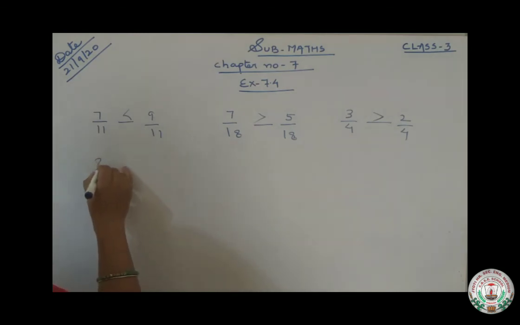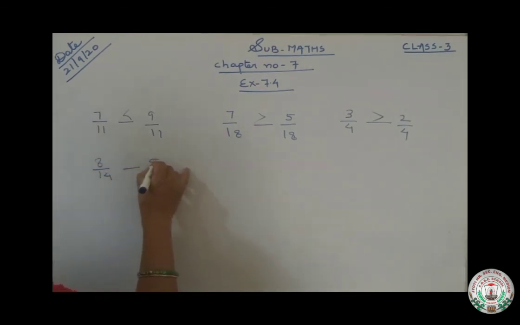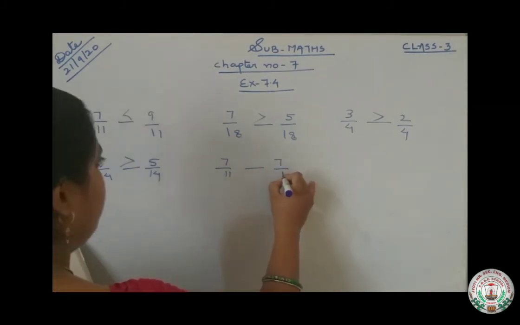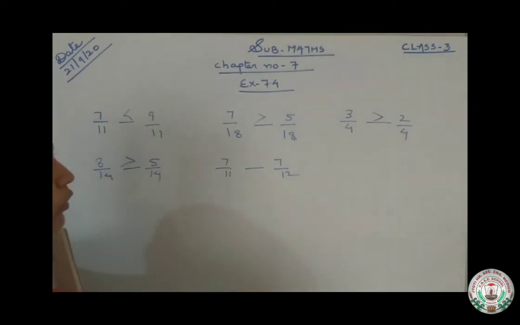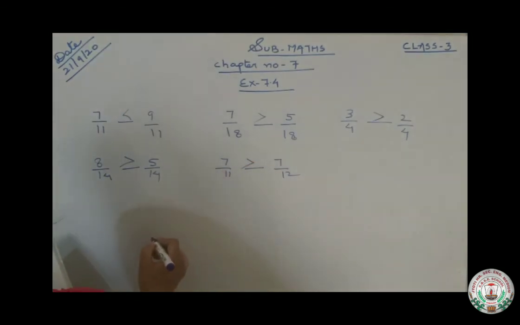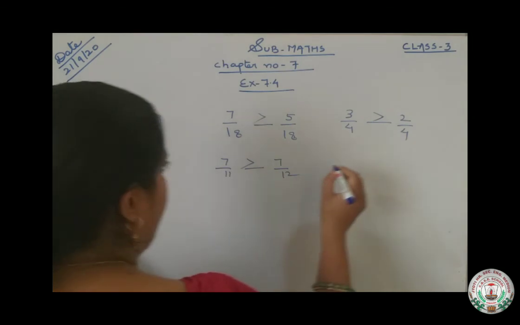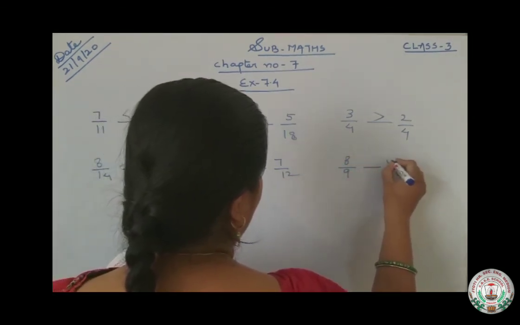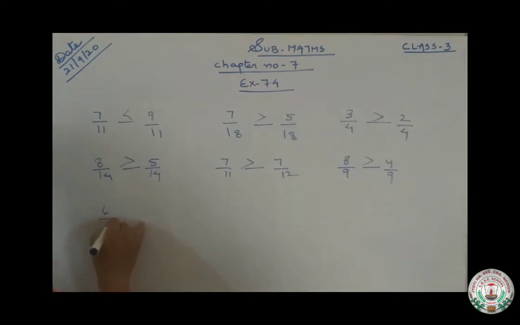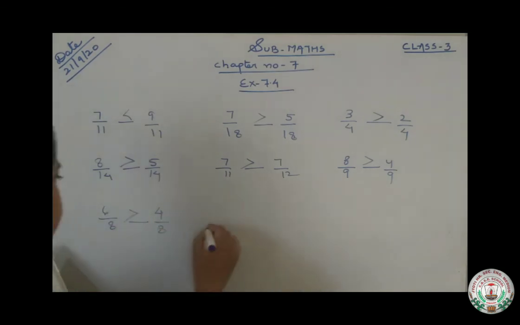Next 8 by 14 dash 5 by 14. Which one is greater? 8. Here 7 by 11 dash 7 by 12. Different denominators. So what I told you, when different denominators come, the smaller denominator gives the greatest fraction. Okay. So 7 by 11 is the greater fraction. Next is 8 by 9, 4 by 9. Which one is greater? 8 by 9. Next 6 by 8, 4 by 8. Which one is greater? 6 by 8.